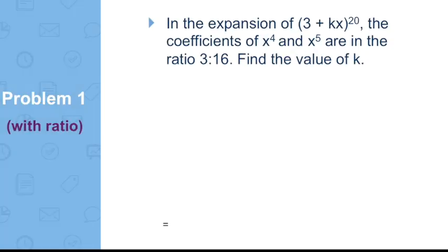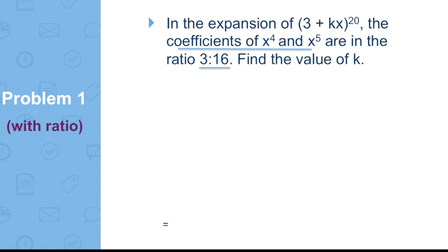Okay, so let's have the first problem, that is with ratio. In the expansion of (3 + kx)^20, the coefficients of x^4 and x^5 are in the ratio of 3 is to 16. Find the value of k. So here, these are the given, okay? Notice that I always underline the given information.